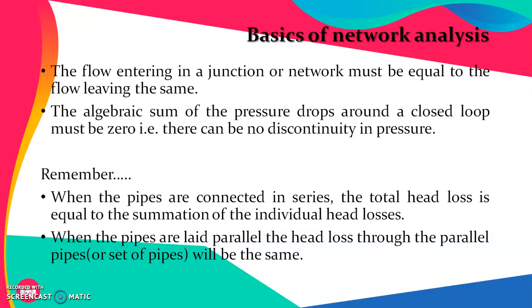Parallel pipe means that they have a common origin, or from one point more than one pipe has been starting and they are again meeting at some another point. So that means that the pipes are placed parallel. So in such case, the head loss through the parallel pipes, that is the set of pipes, will be the same.